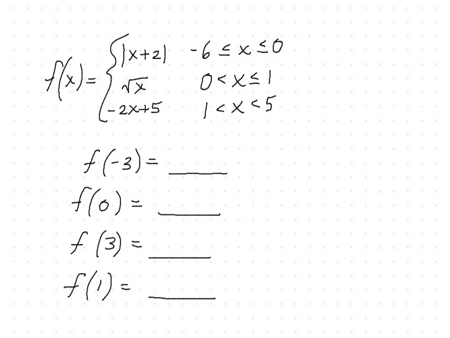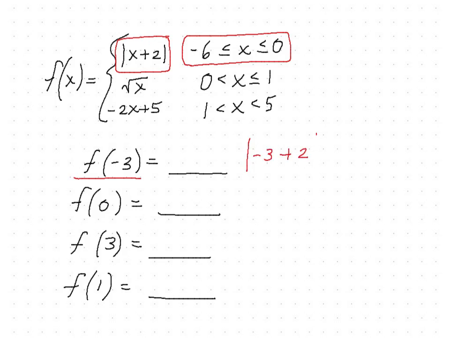Alright, so let's practice evaluating these. So the first thing that we need to evaluate is f of negative 3. Okay, so you need to ask yourself, out of all of these domain pieces, where does negative 3 fall? So hopefully you're thinking it falls between negative 6 and 0, which means we're going to be plugging in here. Alright, so we'll do the absolute value of negative 3 plus 2. Negative 3 plus 2 is negative 1, and the absolute value of negative 1 is 1.